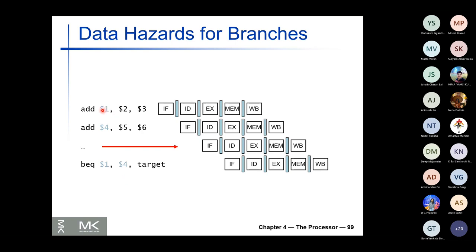R1 is updated. You see, register 1 is being computed here. It will be written here, but it will be computed here. Similarly, register 4 would be computed here. It will be updated here, but the computation is over by the time you reach the end of the execute stage.